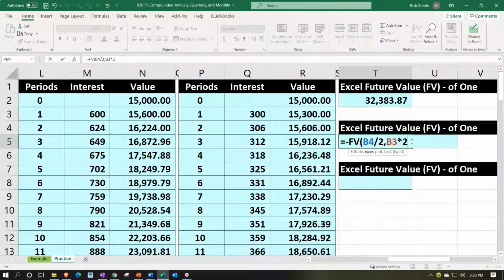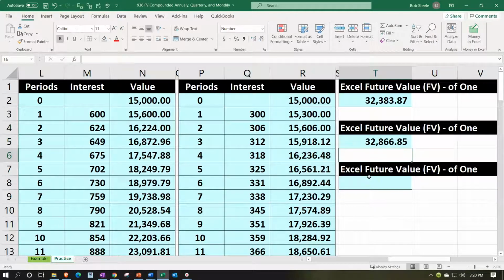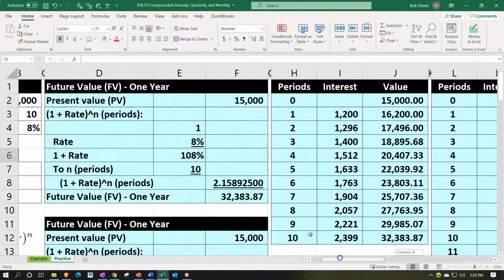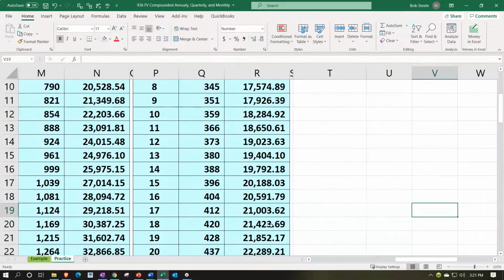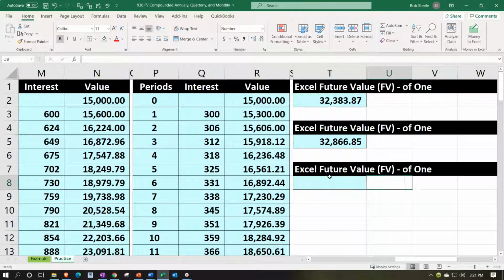So now we got B3 times 2, the 10 times 2, then comma, no payment because it's not an annuity, comma, and then the present value being the 15. I put a negative before the F here so we could flip the sign, making it a positive number. So there's the 32,866.85. That should be our semi-annual, the 32,866.85 here. And then we're going to do quarterly.